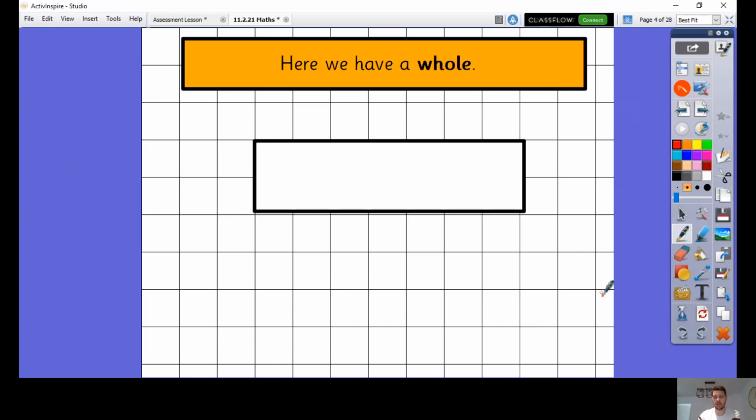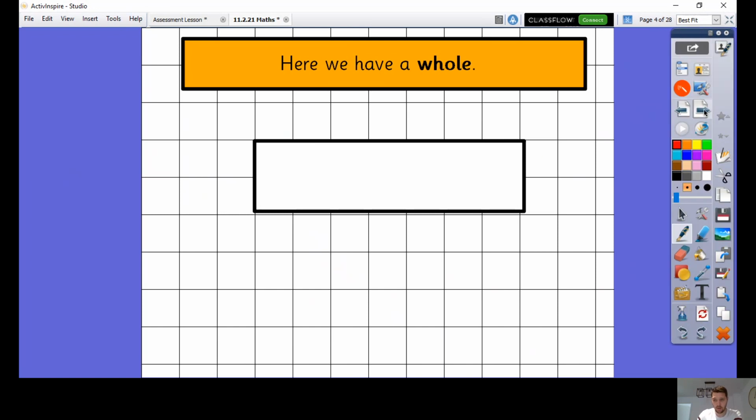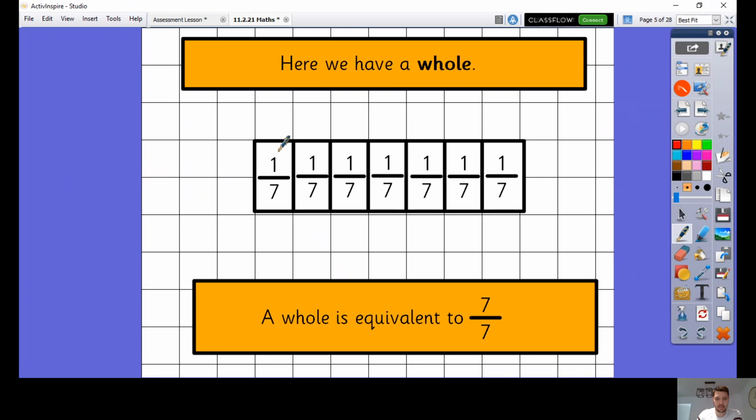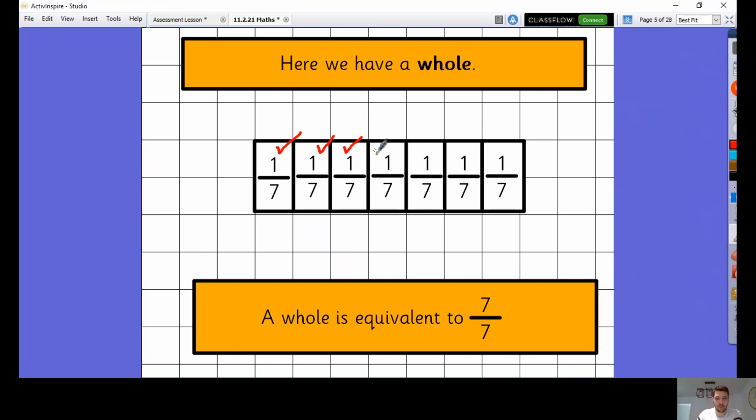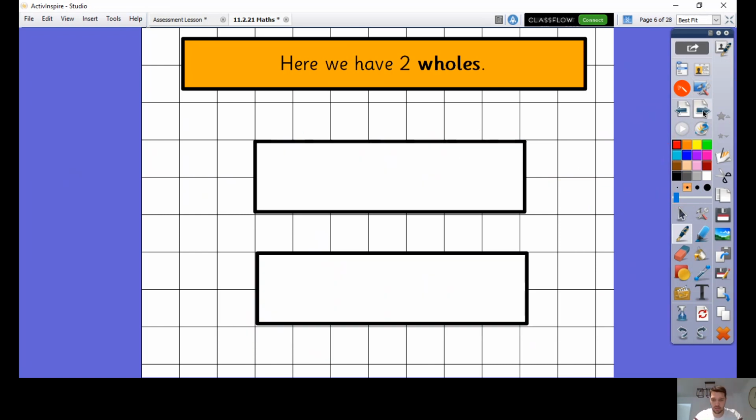So you've got your whole number and then a fraction, or it could be 5 and a 7th, and so on. So, as you can see in the model here, this is 1 whole. And if we divided that into sevenths, 1/7, 1/7, 1/7, 1/7, 1/7, 1/7, 1/7, we can see that a whole is equivalent to 7/7. So 7/7 is the same as 1. Hopefully you understand that based on prior knowledge from earlier in the week.